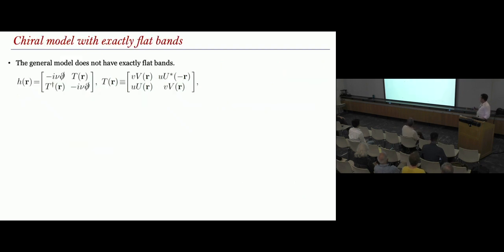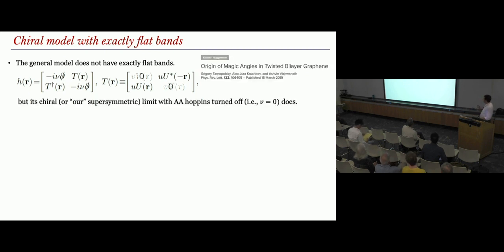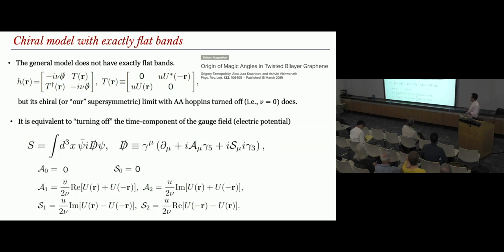Now, I want to understand flat bands which do appear in experiment, for example. They're not quite flat, and the reason is that this model actually doesn't have flat bands. It's not a chiral model. This was pointed out by Ashwin and collaborators. But if you take a limit where these guys are 0, it brings me back to my supersymmetric model, if you wish. And it does have perfectly flat bands. And if you write it again in terms of these gauge fields, having no diagonal elements corresponds to having no time components or electric potentials. That's what it means in this language.